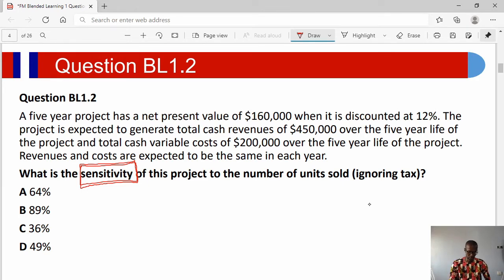So you should be able to know the distinction between risk and uncertainty as you prepare for your exam. What is the difference between risk and uncertainty? Be able to define them. Then, what are the various methods in investment appraisal that can be used to analyze risks? Methods under investment appraisal to analyze risks.